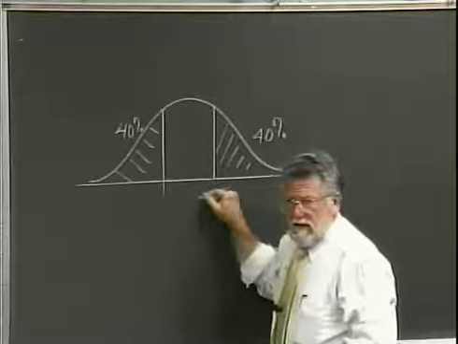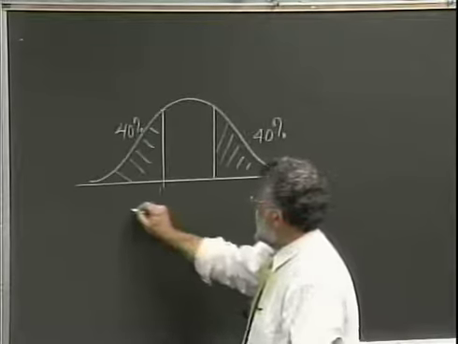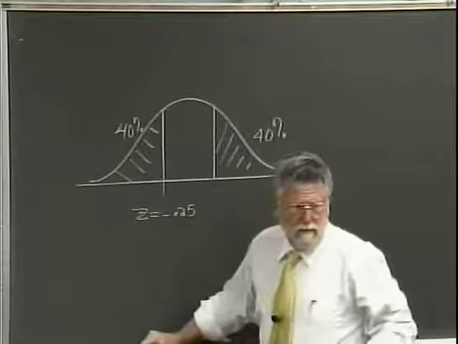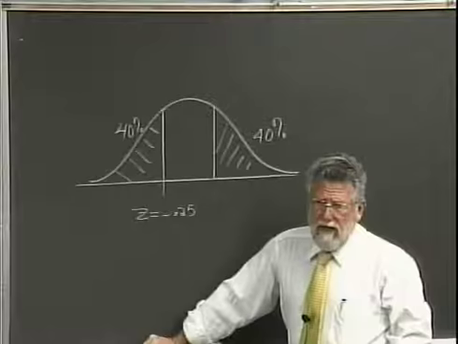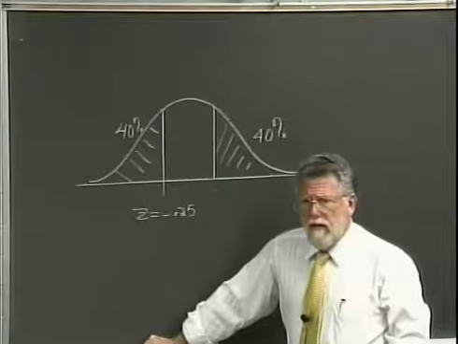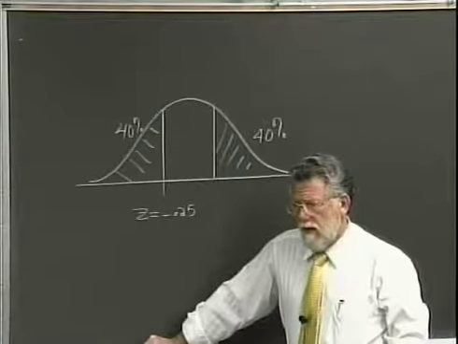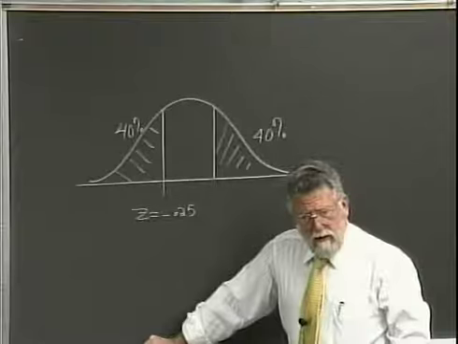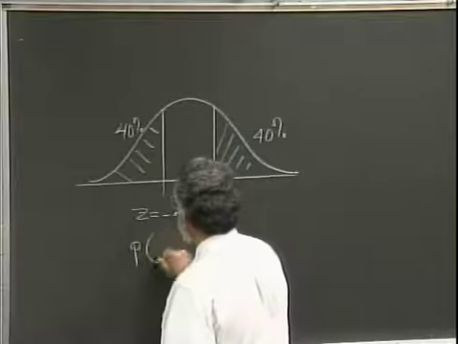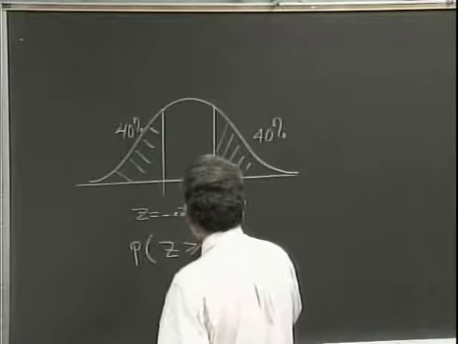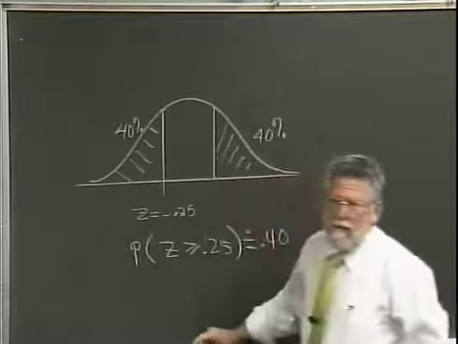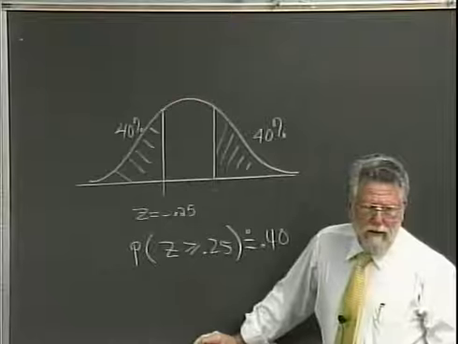Now, this value will be positive, this value will be negative. And I'm suggesting to you that if you use a Z of about negative 0.25, you have 40% to the left of that value. So the value you want to have 40% to the right is what? Not negative 0.25, but a positive 0.25. So I would expect to diagram something like this and to say the probability that z is greater than or equal to 0.25 is approximately 40%. Got it?